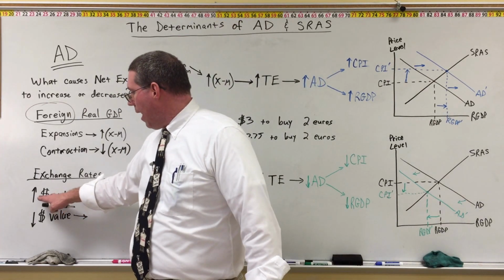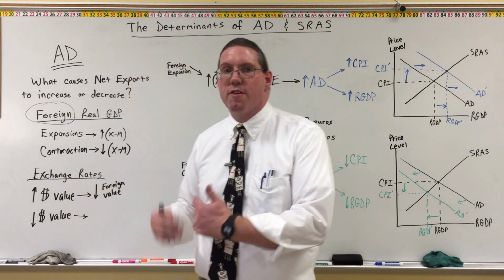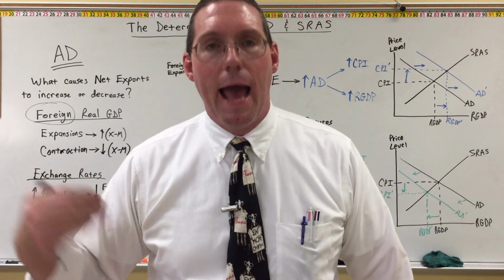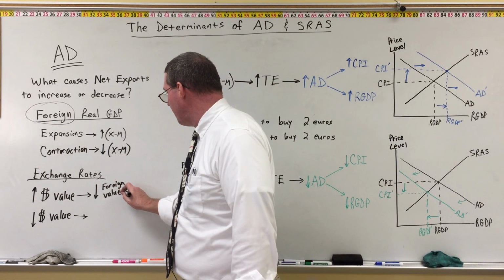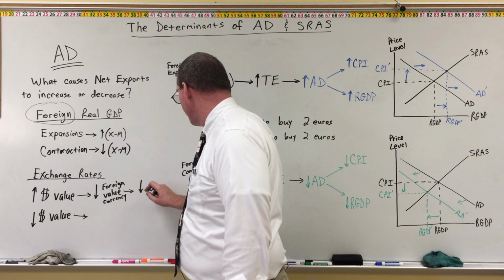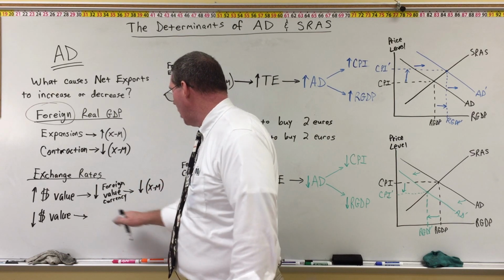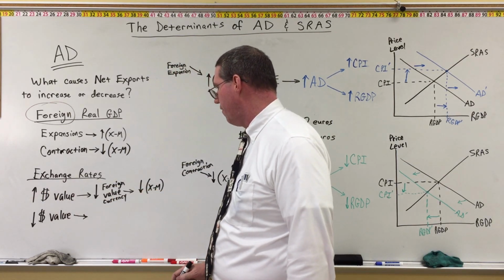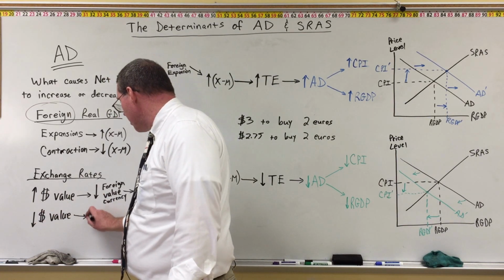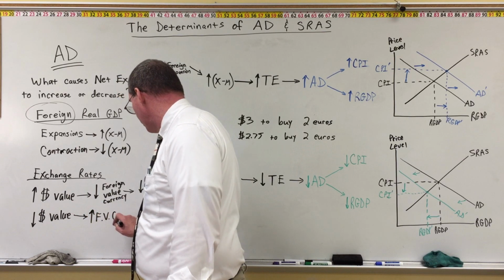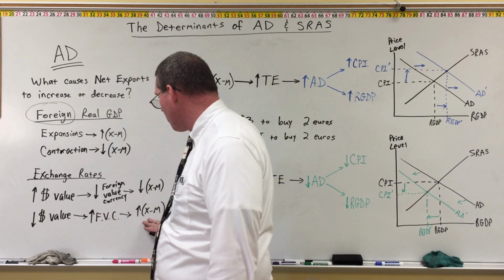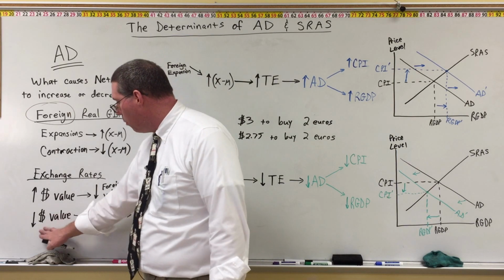So when the US dollar has a stronger value, people in other countries can't buy as much American stuff. And so we're not going to export as much stuff because they're not buying as much stuff from us. So a decrease in foreign currency value is going to lead to a decrease in net exports. When our money is stronger, we will export less stuff. But when the US dollar is weaker in value compared to foreign currencies, that is an increase in foreign value of their currency, and that's going to lead to an increase in net exports because they can afford to buy more of our stuff because they can afford to buy more of our dollars.